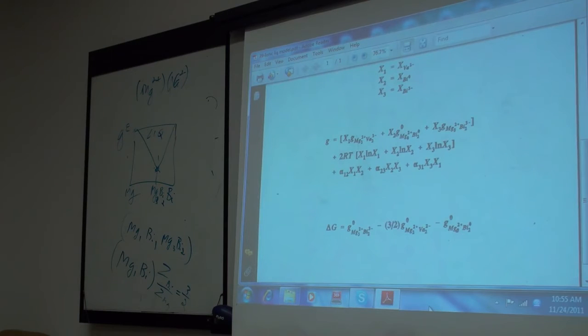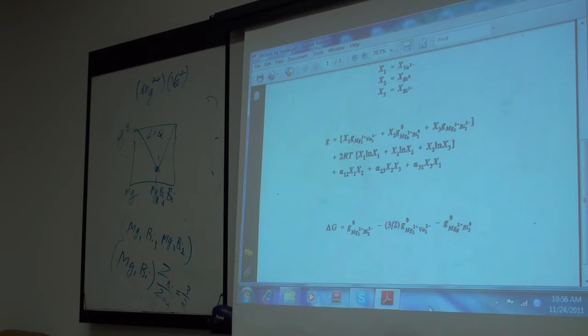To my mind, this is really artificial and an unnecessary complexity. But this gives you an idea of how it's done. What it's trying to do is not use an associate model because of the obvious weaknesses of the associate model, but to still somehow fit the whole thing into a compound energy formalism without having to explicitly treat short-range ordering by a quasi-chemical model or a cluster variation type thing. And I'm not very keen on it, okay?